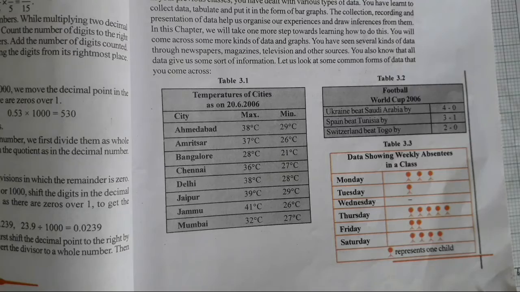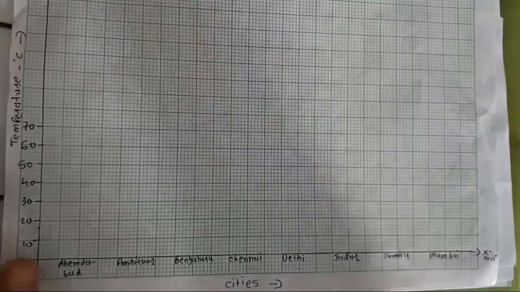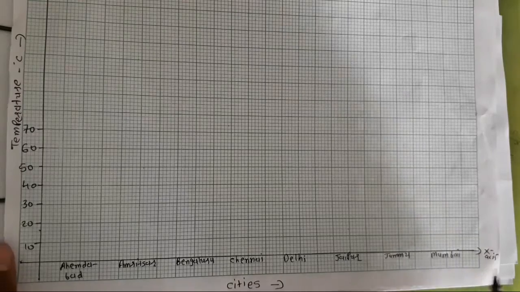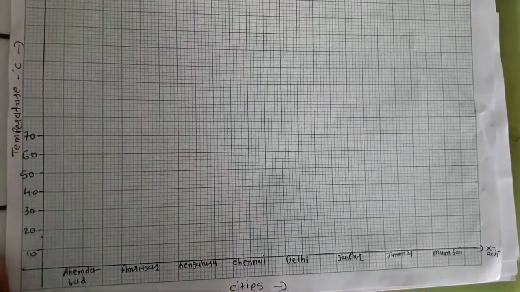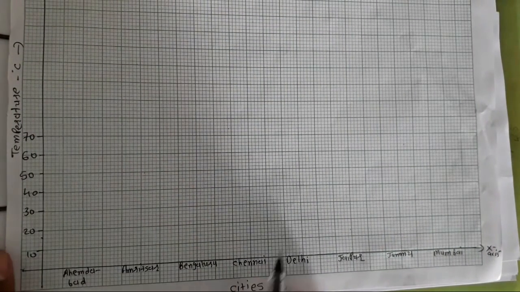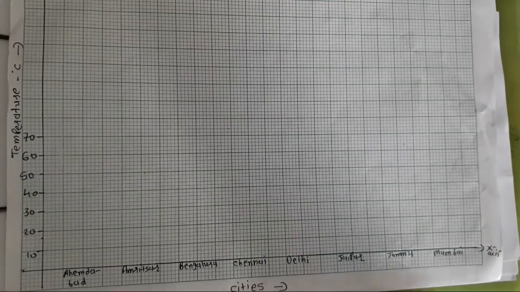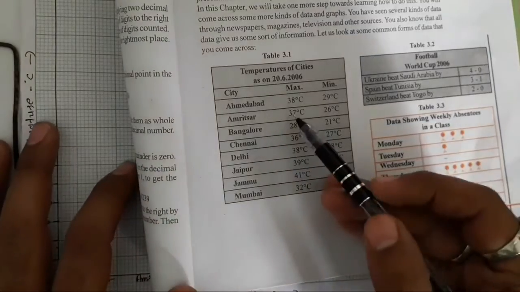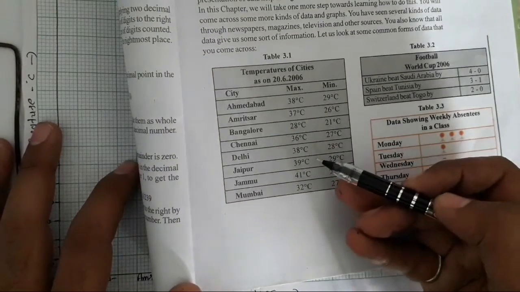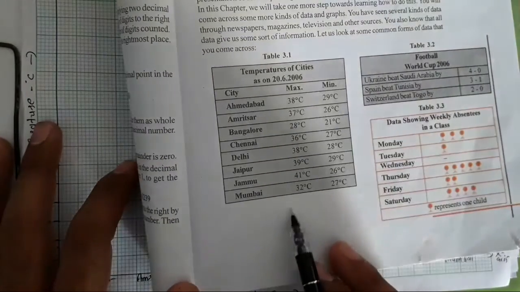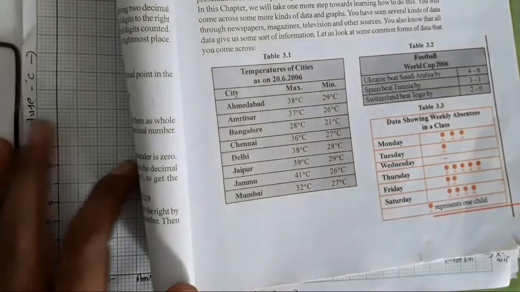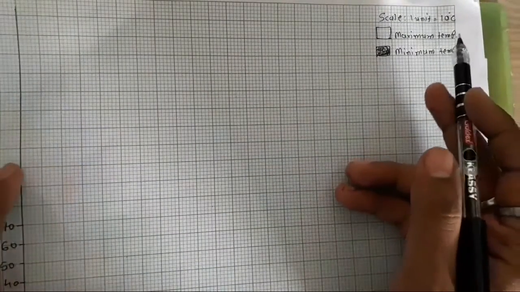So for that, first of all, on the graph we will draw a horizontal axis which is the x-axis, and we will draw a vertical axis which is the y-axis. Before drawing a graph we have to take a scale. Seeing this data, all the values are given in tens, like 32, 41, 39. So here we can take the scale 1 unit equal to 10 degrees centigrade.